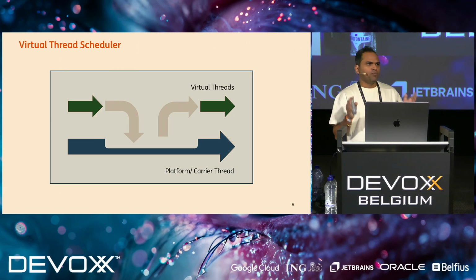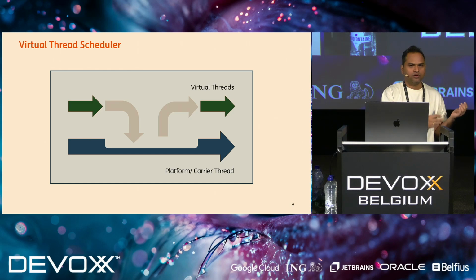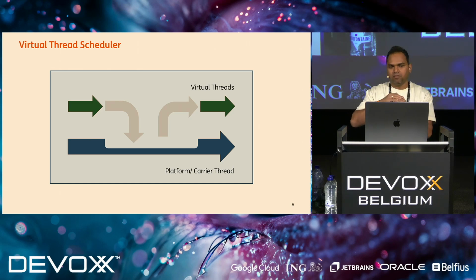In a typical I/O-bound application, threads spend a lot of time waiting. And all of that waiting can be avoided if we use virtual threads. So if you use virtual threads, all of that waiting can be avoided, and your CPUs are not blocked.